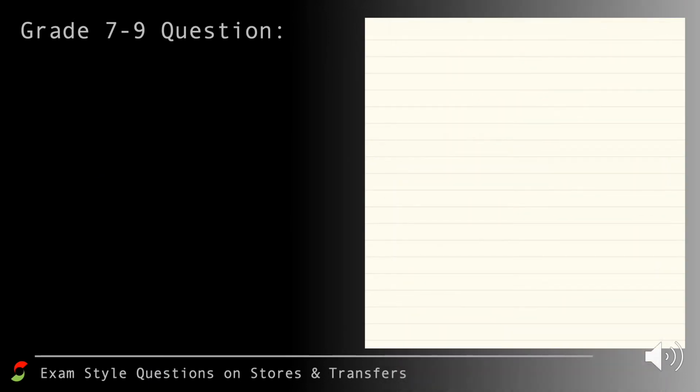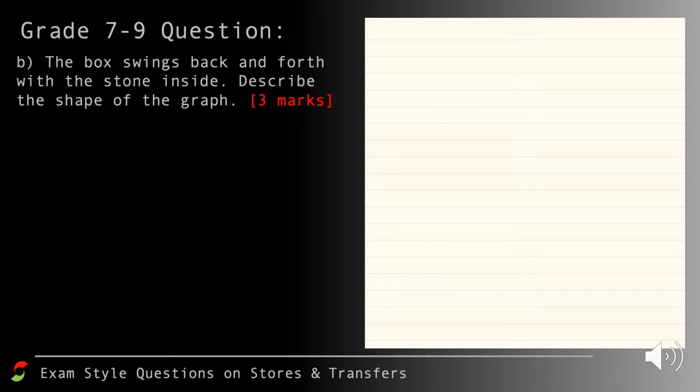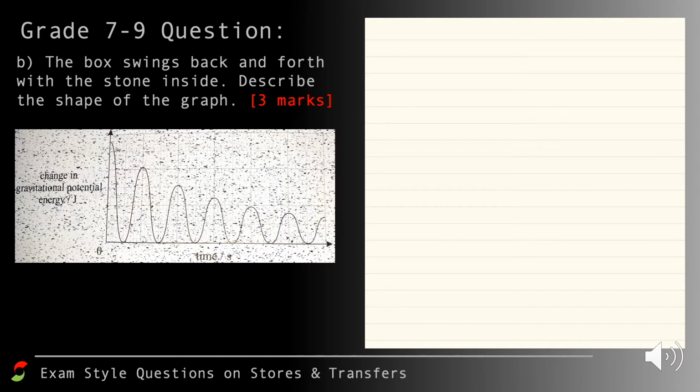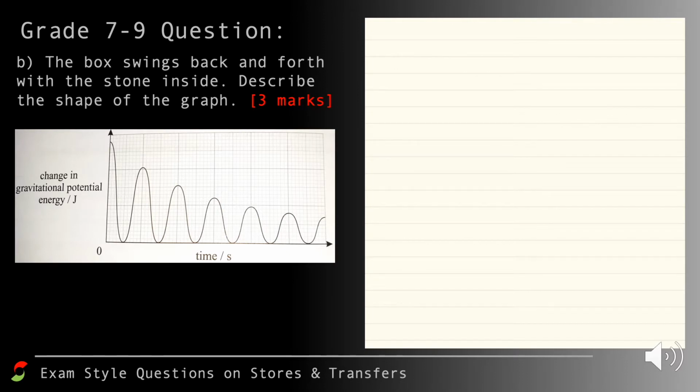Okay, let's have a look at the next part of that. So here we're not quite done with the box. The box swings back and forth with the stone inside. Describe the shape of the graph. So this is a describe question. We've got no values on there, so we're not explaining, we're describing.